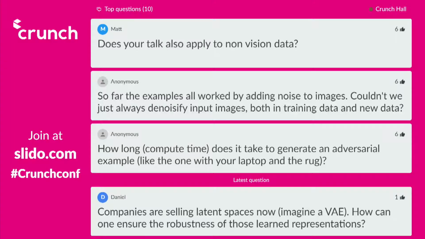Matt is wondering, does your talk also apply to non-vision data? Oh yeah, definitely. I focus on computer vision, but there's a lot also in NLP, structured data. There are other domains, in speech, for instance. There are also such cases in speech. Basically, any machine learning, and in fact, this doesn't just apply to deep learning. In fact, deep learning is a lot more robust to it than traditional machine learning.